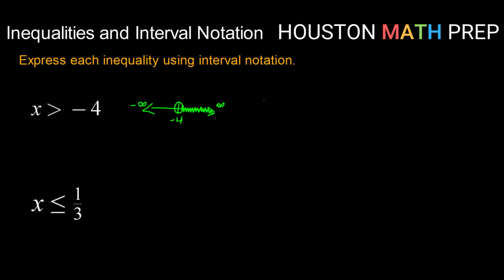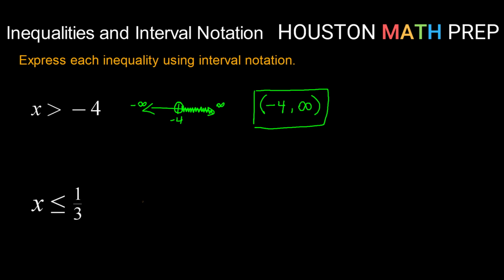That tells me that my interval notation, reading left to right, is going to have a -4 and a positive infinity. Since -4 is not included, I'm going to close with a parenthesis. Infinity always gets a parenthesis. So the interval notation that matches the statement x is greater than -4 is -4 to infinity, both pieces having a parenthesis.